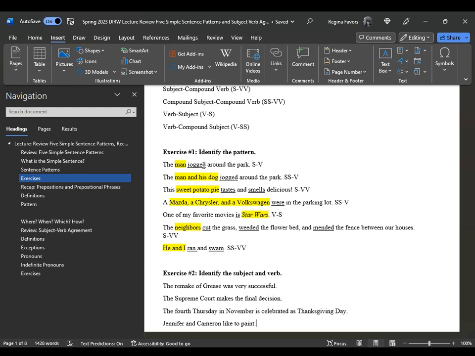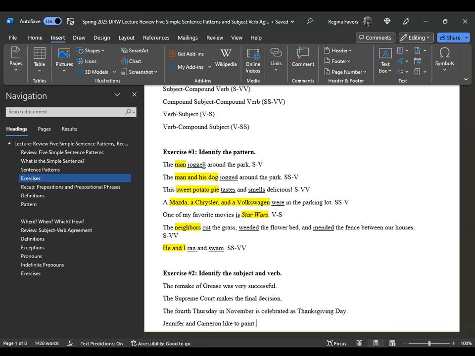And then a Mazda, a Chrysler, and a Volkswagen were in the parking lot. So compound subject, and then verb. And so many of you got this answer wrong. One of my favorite movies is Star Wars. So remember that the verb comes before the subject.